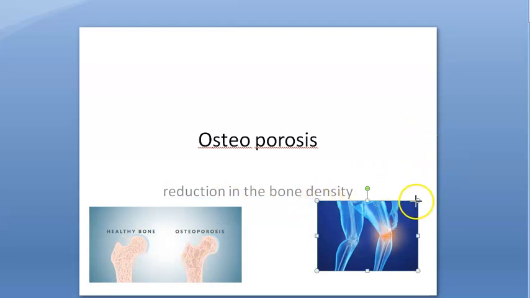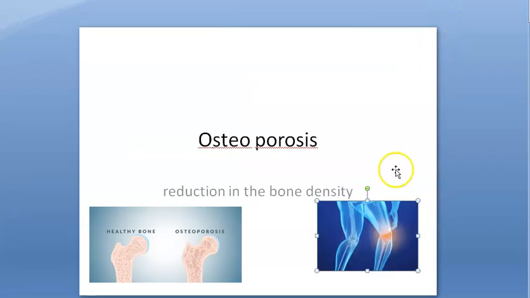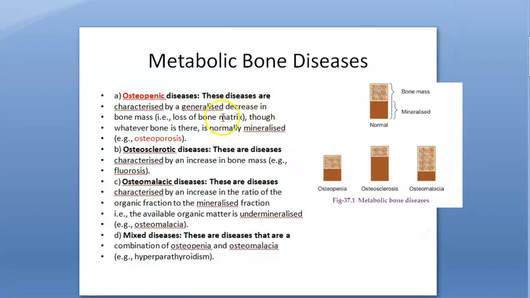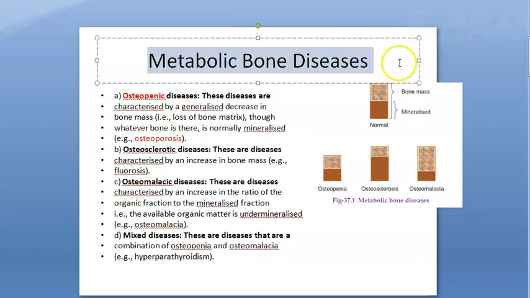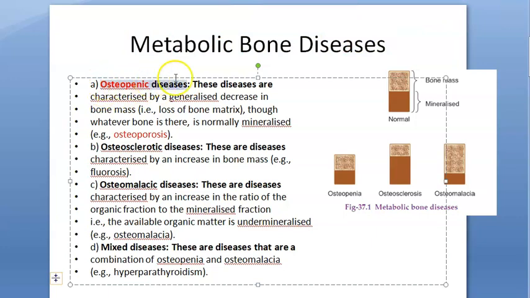These people have weak bone, so what will they be prone to? Pain, right? Pathological fractures, that means it is very easy to fracture. So basically, let us look at the overall picture. There is something called metabolic bone diseases. In metabolic bone diseases, you have osteopenic diseases, osteosclerotic diseases, osteomalacic diseases, and then you have mixed diseases. The disease we are looking at now, osteoporosis, comes under osteopenic disease. That means there is a decrease in the bone density.